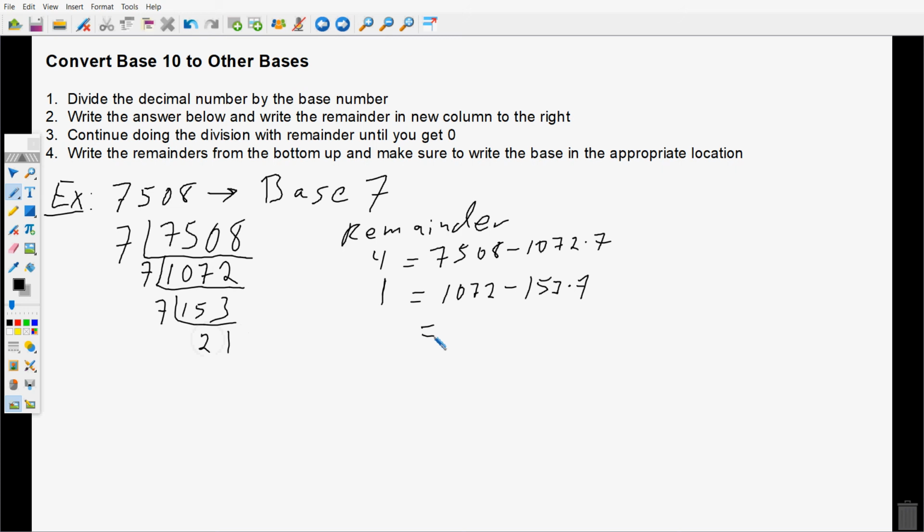Come off to the side. Take your previous answer, which was 153, and subtract 21 times 7. And that should give you 6. Go back to the long division. 7 goes into 21 3 times. And that does have a remainder of 0, because you would do 21 minus 3 times 7.